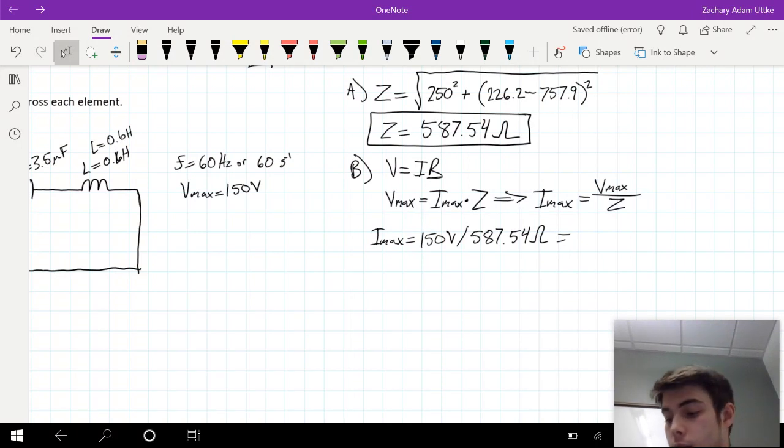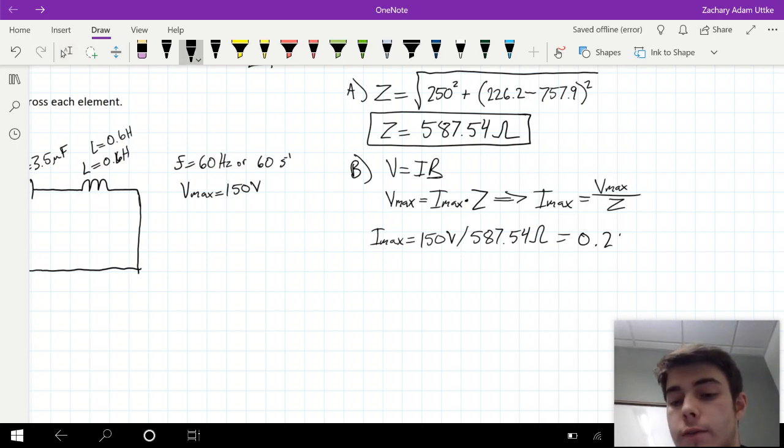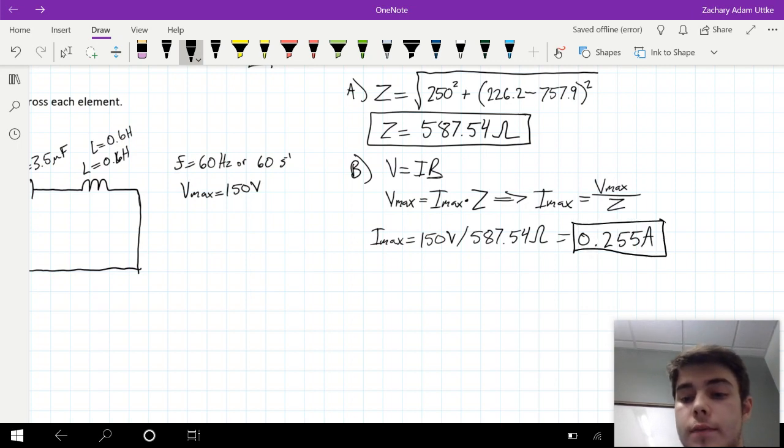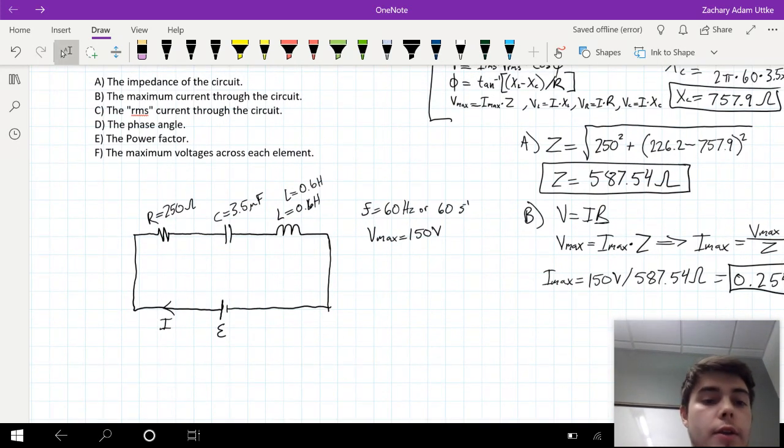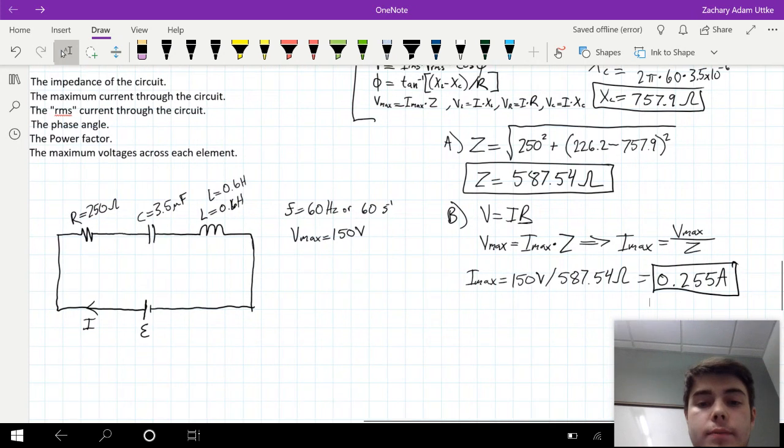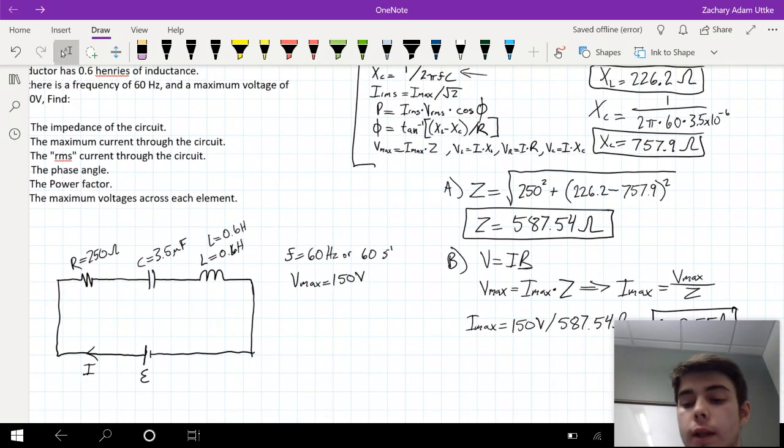So 150 divided by 587.54, we get 0.255 amps. So 0.255 amps. So that is our max current. Okay, so we've answered part B. Let's move on to part C. The RMS current through the circuit. So this is related to a different equation, which is right here.